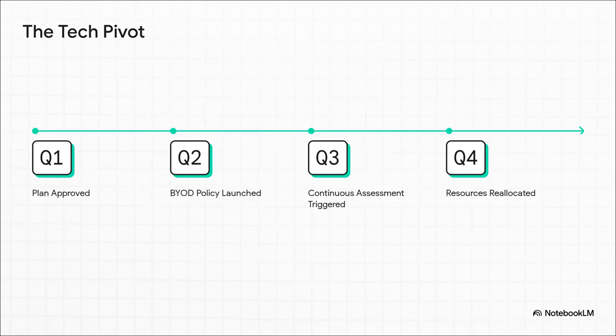Let's trace how this plays out on a timeline. In Q1, your original plan was beautifully approved. Then, boom, Q2 hits, and this BYOD policy is surprisingly launched. Now, as we roll into Q3, step 10 of our playbook violently kicks in. Continuous assessment is triggered. As the CAE, you instantly recognize that this new policy drastically alters your information security control environment. It introduces massive unchecked vulnerabilities. So, by Q4, you have to pivot. You propose an update to the board, and resources are swiftly reallocated to audit this totally new BYOD landscape.